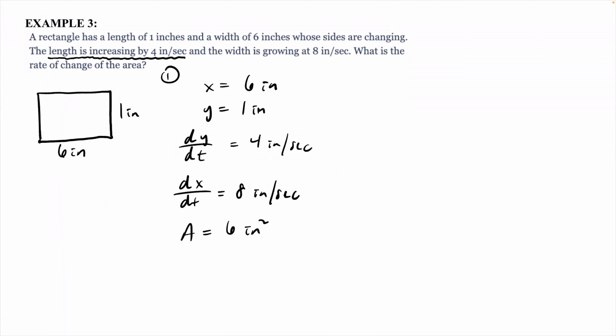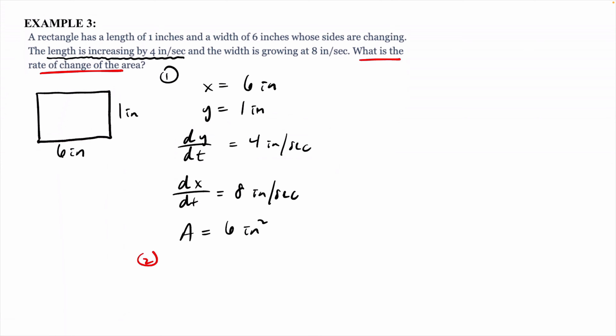Okay? Step 2, what are they asking of us? What is the question asking? Assessing the rate of change of the area. Okay, so how do I write that down? I know it's not going to have an answer, because otherwise I wouldn't have to do the problem, but what are they asking for?